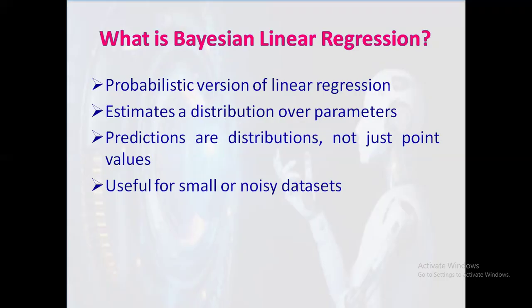Predictions in BLR are not just a single value but are expressed as probability distributions over possible outcomes, allowing the model to express confidence and uncertainty. This becomes especially useful in domains where data is noisy and limited, such as healthcare or autonomous systems, where overconfident predictions can be risky.